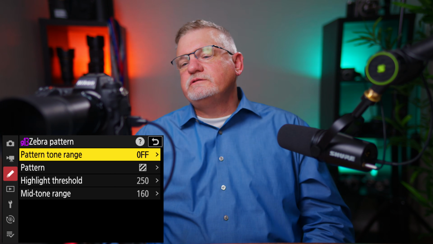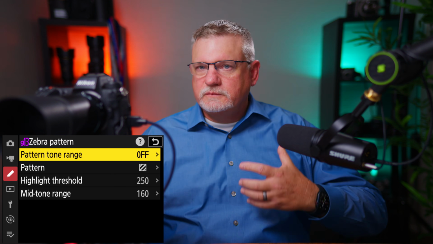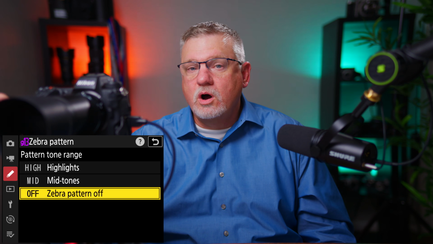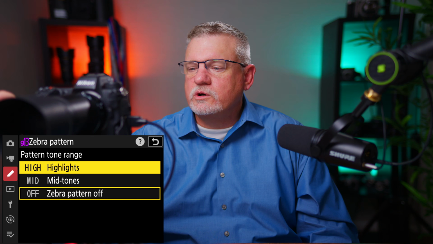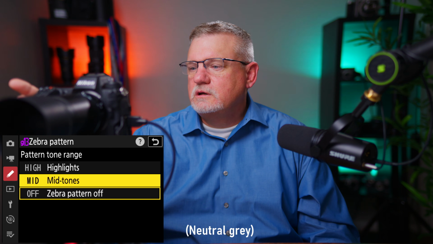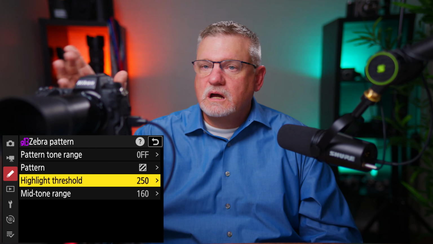Zebra pattern, let's talk about this a little bit. So you can set up the zebra pattern in a lot of different ways. You could set it for off. You could set it to show you highlights. You could set it for midtones. And basically what this does is it helps you to determine if you're overexposed, if you're at middle gray. This is what I would tell you.